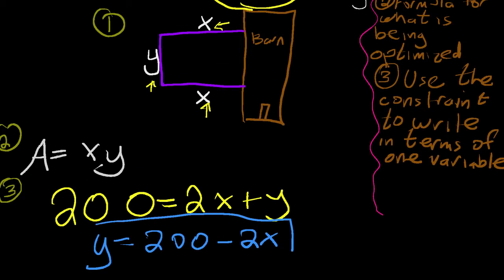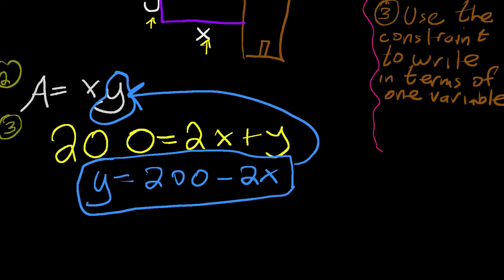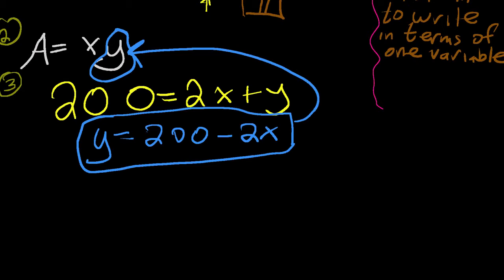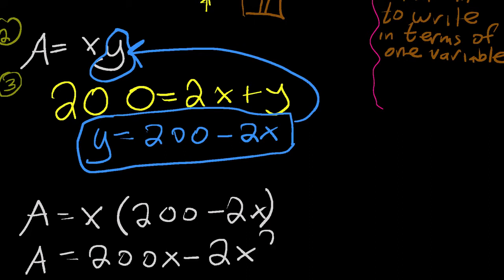And so then what you can do is grab this guy and plug it back into your formula from the area, and so then you have a new formula for the area. The area is simply equal to x times 200 minus 2x. Okay, which means that the area is equal to 200x minus 2x squared. And then the very last step is to optimize.